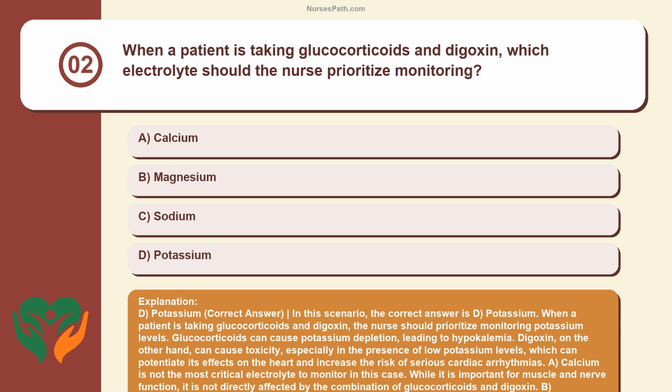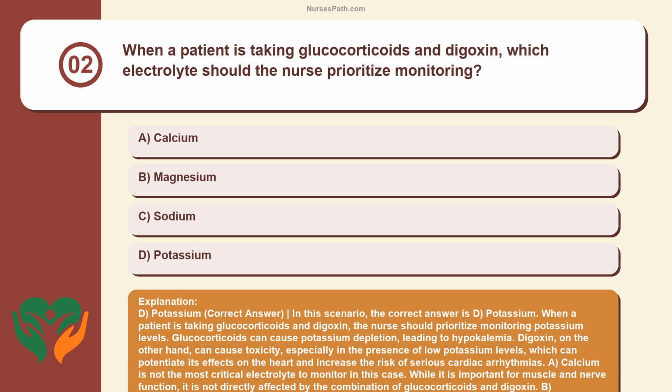A. Calcium is not the most critical electrolyte to monitor in this case. While it is important for muscle and nerve function, it is not directly affected by the combination of glucocorticoids and digoxin. B. Magnesium is also important for muscle and nerve function, but it is not the priority electrolyte to monitor when a patient is taking glucocorticoids and digoxin. C. Sodium levels are typically not significantly impacted by glucocorticoids and digoxin in a way that would necessitate prioritizing monitoring compared to potassium in this specific scenario.